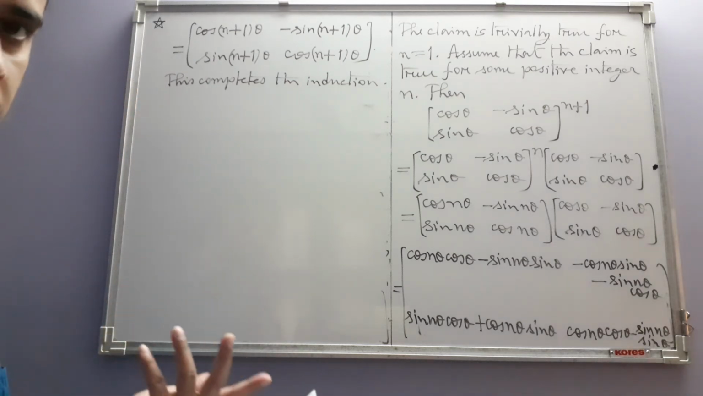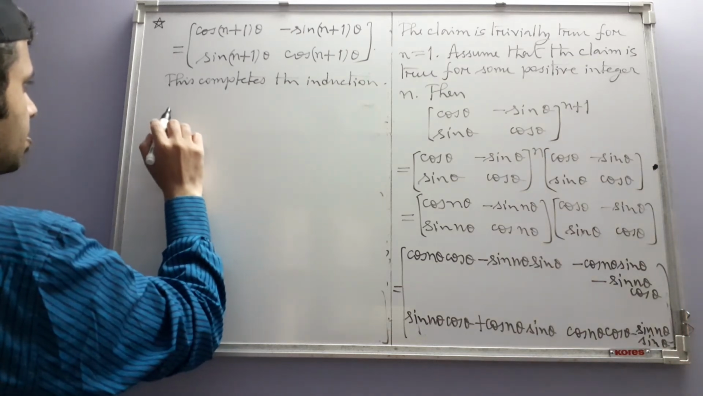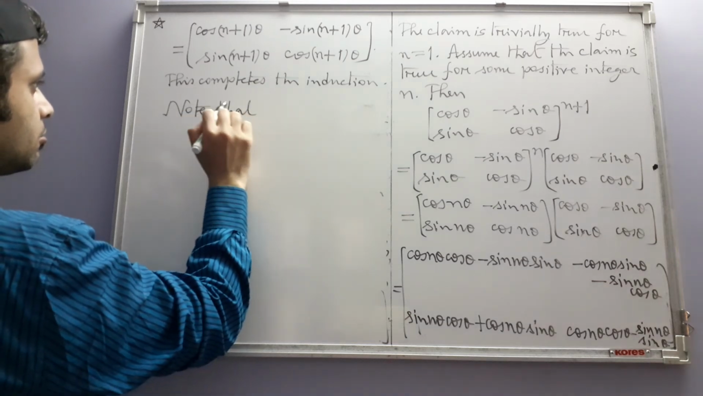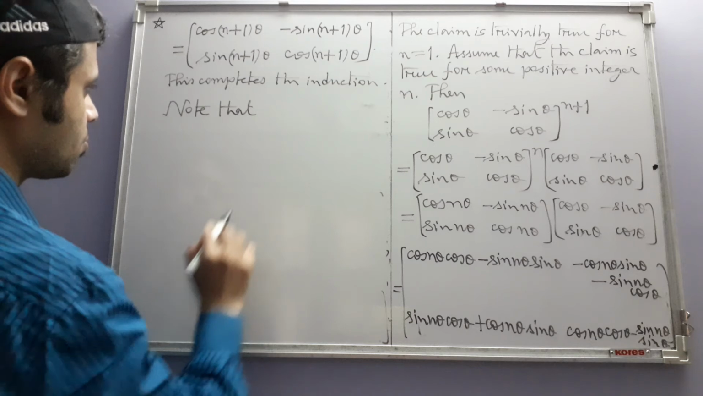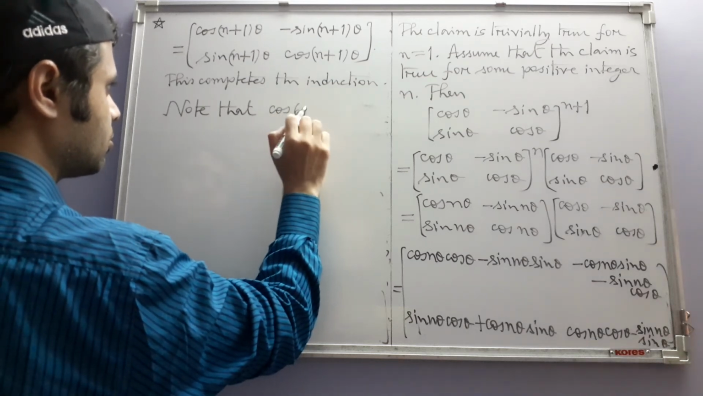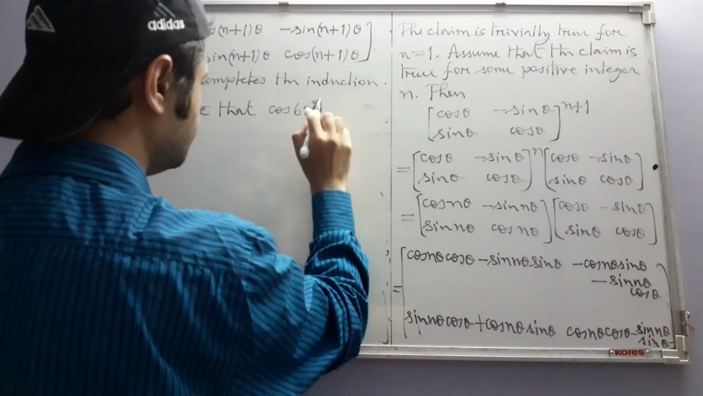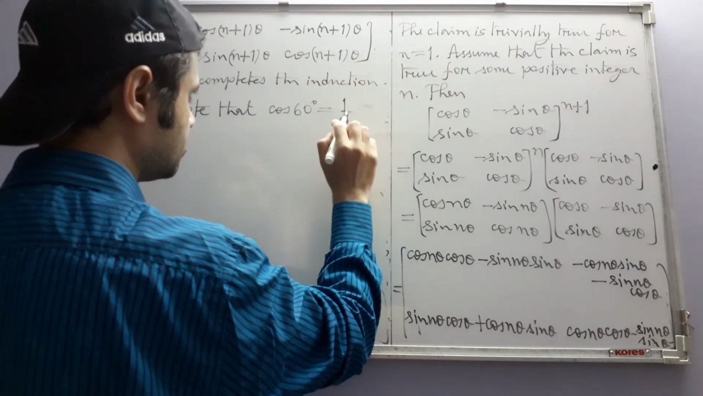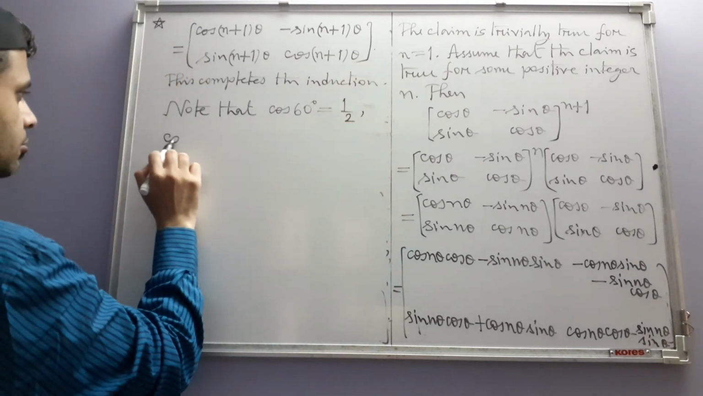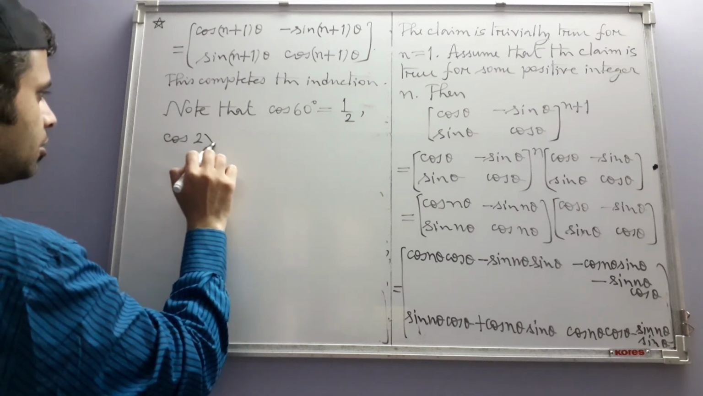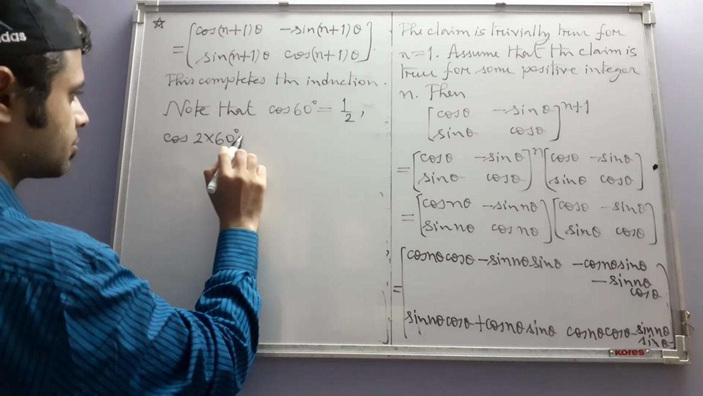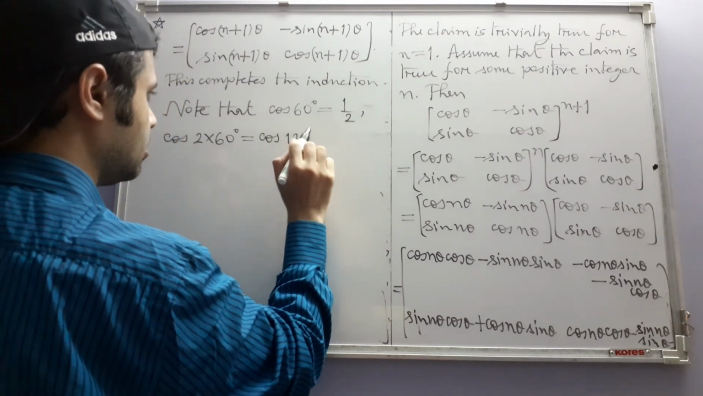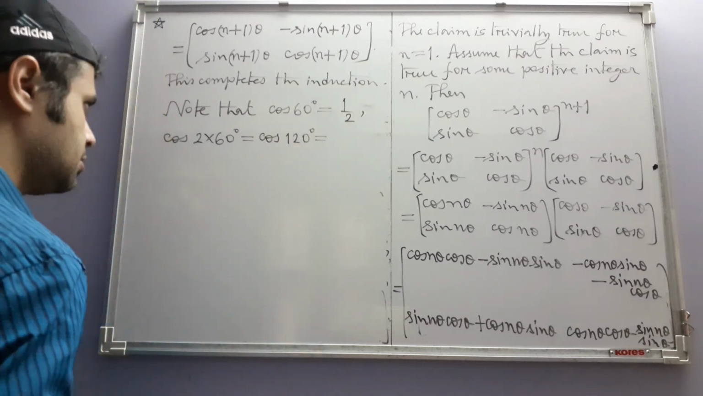Now with the help of this formula we have to find the order of such a matrix where in place of theta we have 60 degrees. Note that cos 60 degree is 1/2. Cos 2 times 60 degrees is what? Cos 120 degrees.